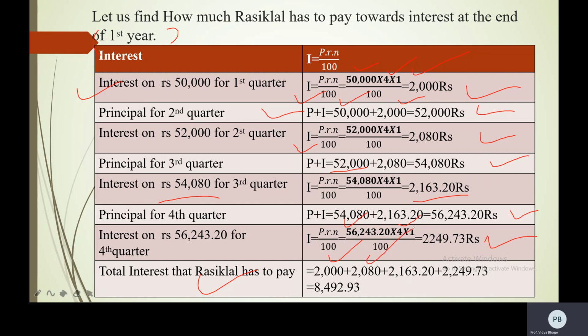Now Rasiklal has to pay 2,000 interest in the first quarter. In the second quarter he has to pay 2,080 interest. In the third quarter, Rasiklal has to pay 2,163.20 interest. In the fourth quarter, Rasiklal has to pay 2,249.73 interest. By adding all these interests, the total interest is 8,492. Rasiklal has to pay this total interest at the end of the first year, paying it in a quarterly way.